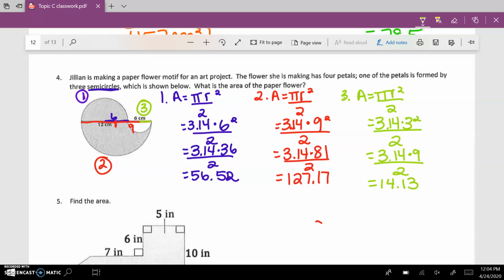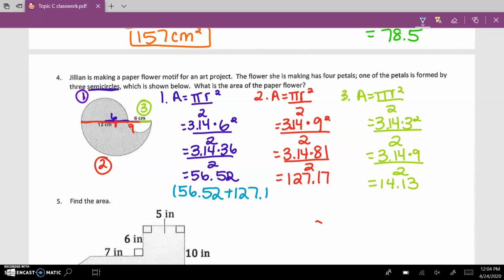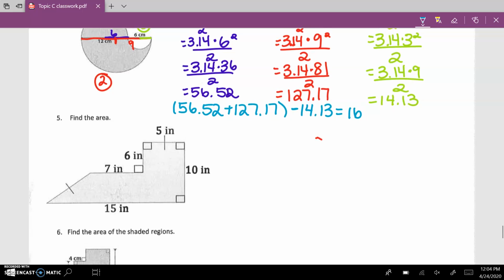Now, once you've figured out what all the radii are, which is probably the first hardest part, the next question is what are you going to do with these numbers? We want all of number 1. That's all shaded. We want all of number 2 except that white part that gets taken out, which is circle number 3. So we're going to add the 56.52 plus the 127.17, and then we're going to take out the 14.13 because we don't want that part. So in the end, you should get 169.56 centimeters squared.